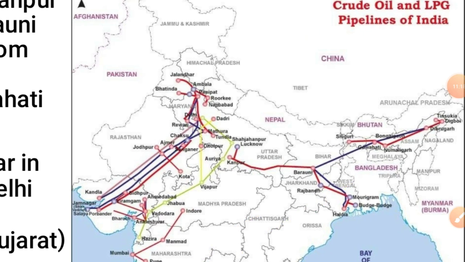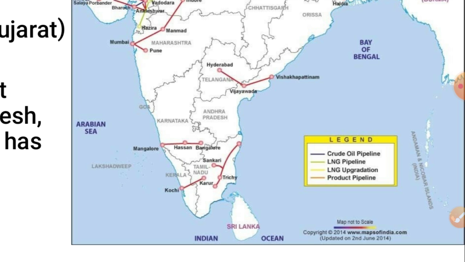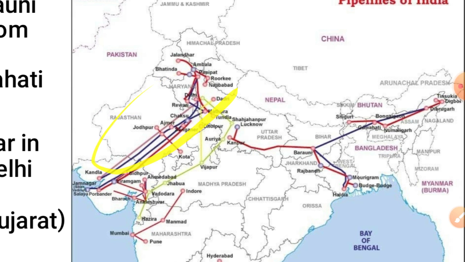As you can see on the map also, there are different places for crude oil and other pipelines. Also you can see the different pipelines: crude oil pipelines in black, then green for LNG pipelines, yellow for LNG upgradation and product pipelines. So these are the different pipelines.